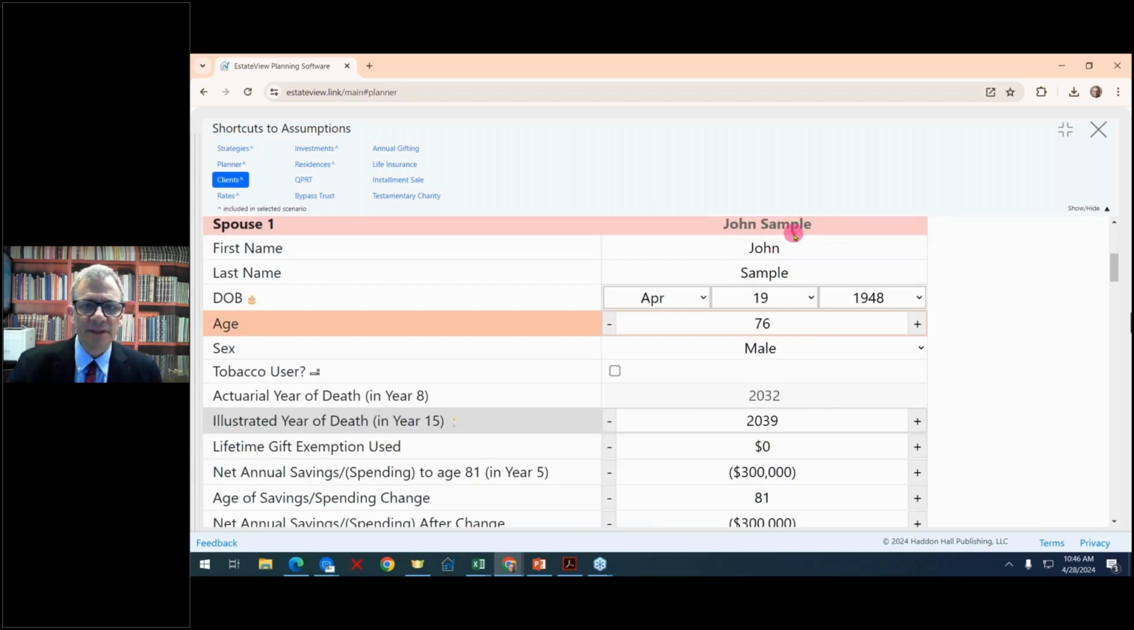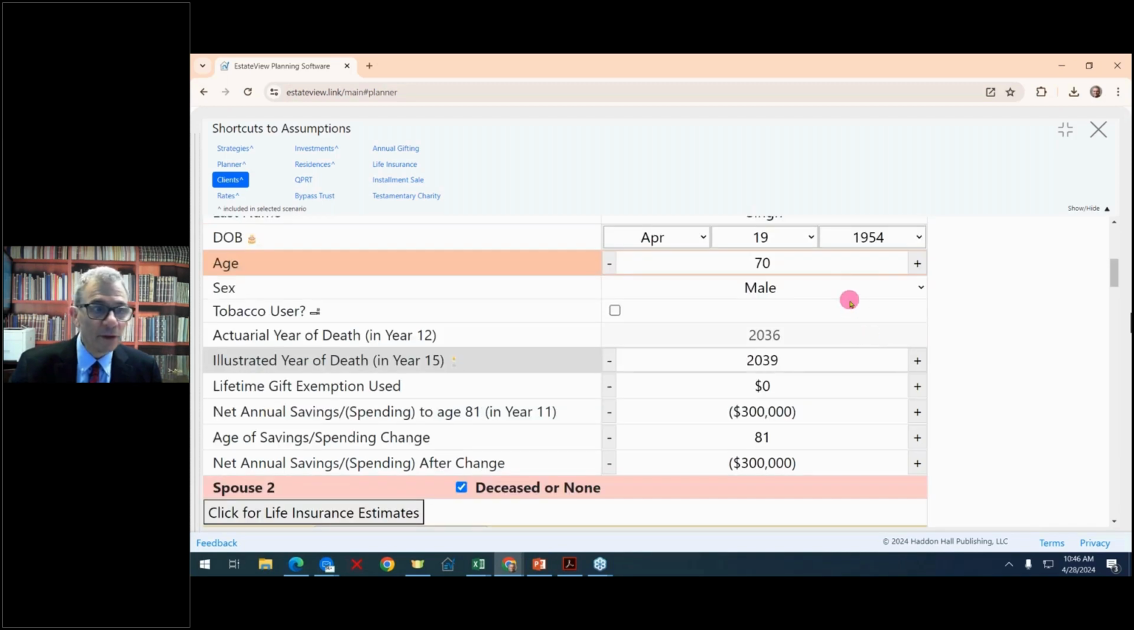And then I can put in the client's name, Sam Singh. And I can put in the client's date of birth or just the client's age. The client is 70 years old, I can just toggle to 70 years old, male or female, whether or not a tobacco user, and this will tell me an approximate expected year of death. 10 years for a tobacco user, and 12 years for a non-tobacco user.